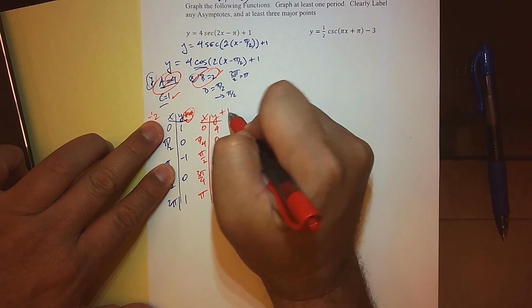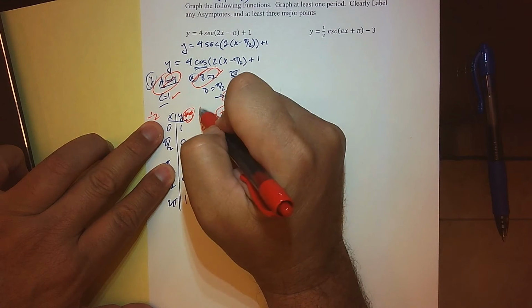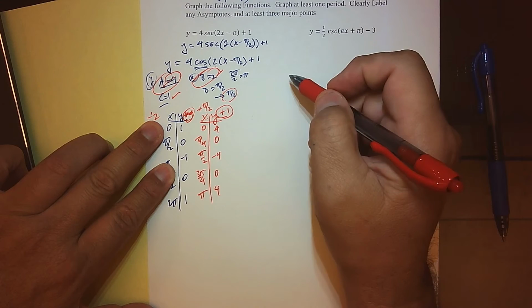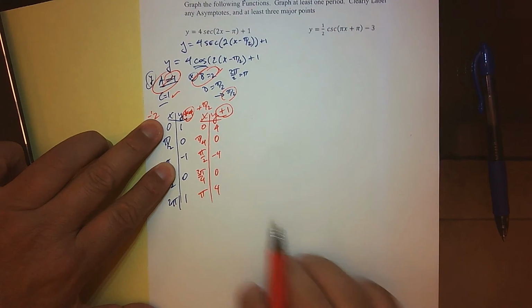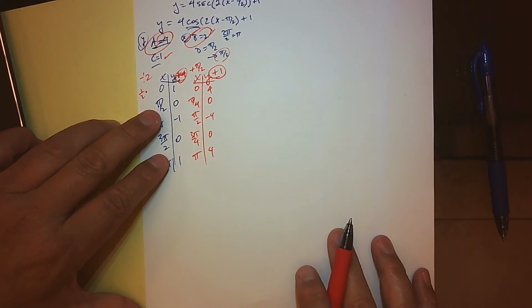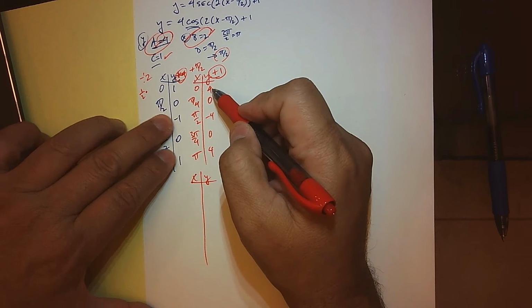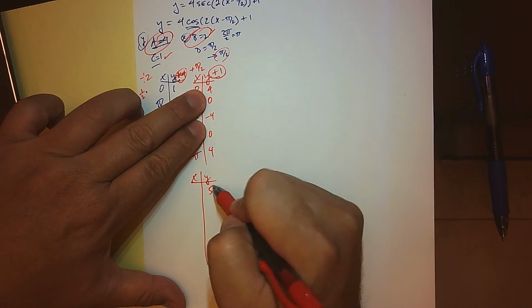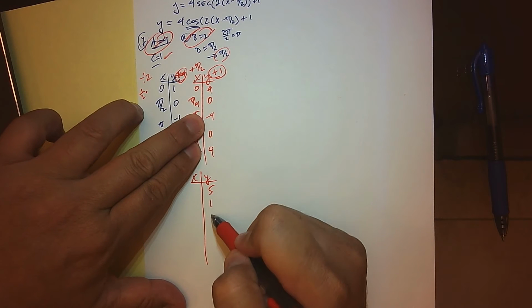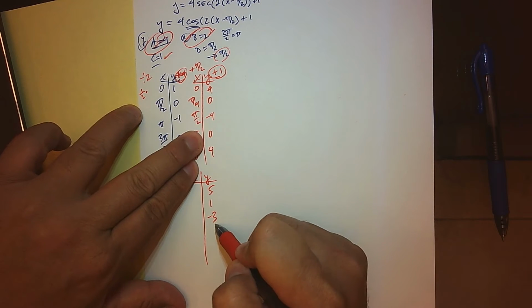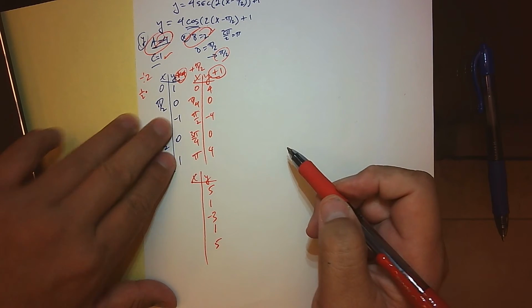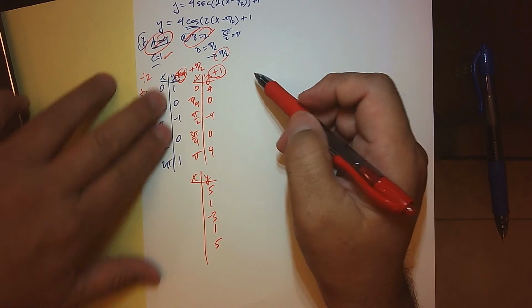Now we're going to add 1 to all my y values, and we're going to add pi over 2 to all my x values in order to get that. So let me kind of sneak that down here. So we'll add 1 first because that's easier. 4 plus 1 is 5, and a 1, and a negative 3, and a 1, and a 5. All right, so I just added 1 to all my y values.